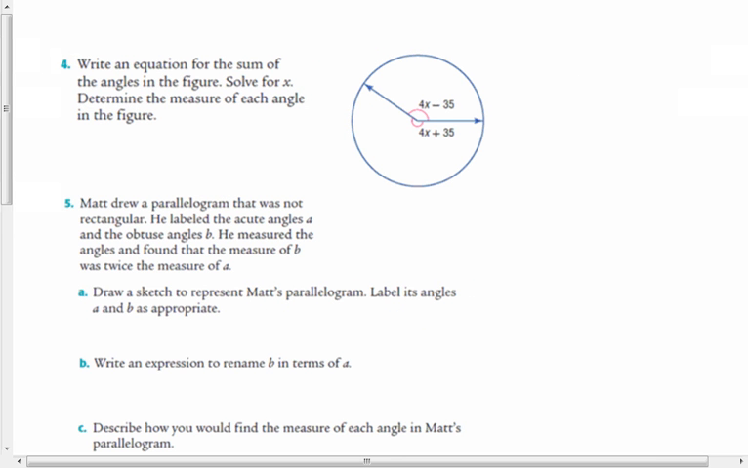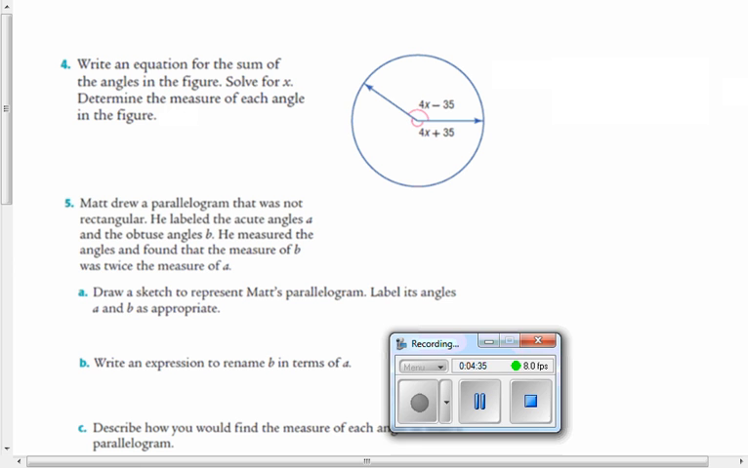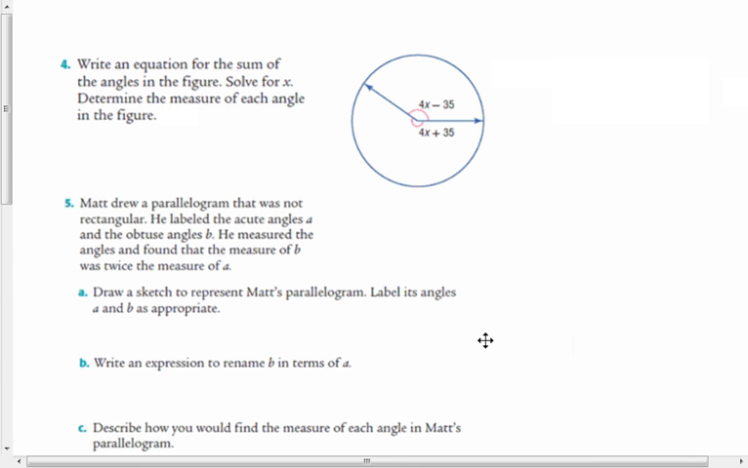Let's look at this problem here and use our idea of something we know about circles. We know that there's 360 degrees in a circle. And we have two angles here, a smaller angle and a larger angle, and we're given an expression for each of those angles. Given those two expressions, we know that this smaller angle plus this bigger angle have to add up to 360. So blank plus blank equals 360.